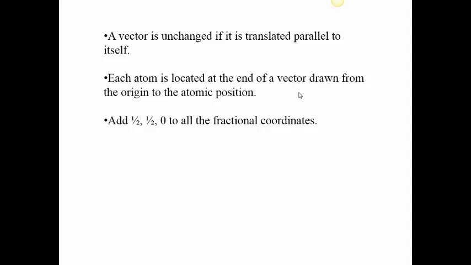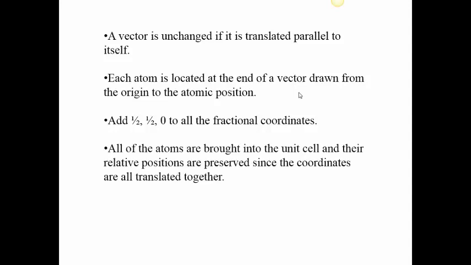We can add a single set of plus and minuses to all of the fractional coordinates. In other words, if we translate all of the fractional coordinates by the same amount, we're not changing the relative shape. And all of the atoms can be brought into the unit cell, and their relative positions are preserved since the coordinates are really all translated together. Now this is going to come up later. I think you can see it from that picture.